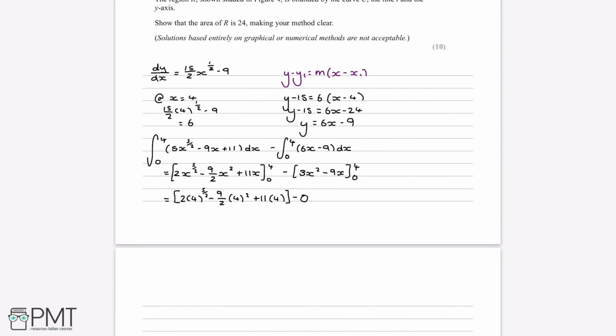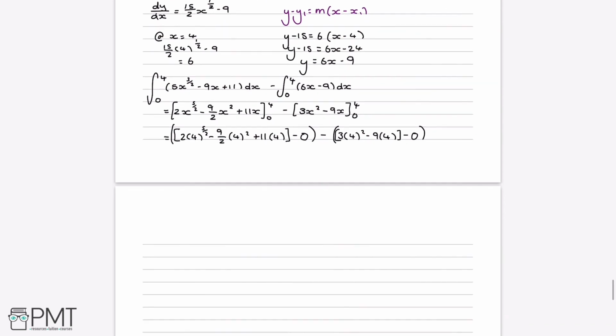And now if we want to take the line L, we do the exact same thing. So 3 times 4 squared minus 9 multiplied by 4. And then we have the same problem, which is that substituting in 0 just gives us 0 again, so we don't need to write that out again. And we're left with this.